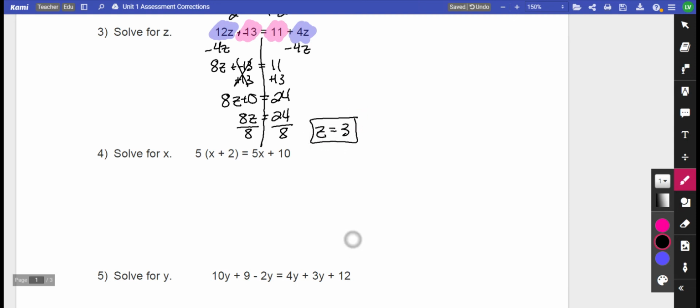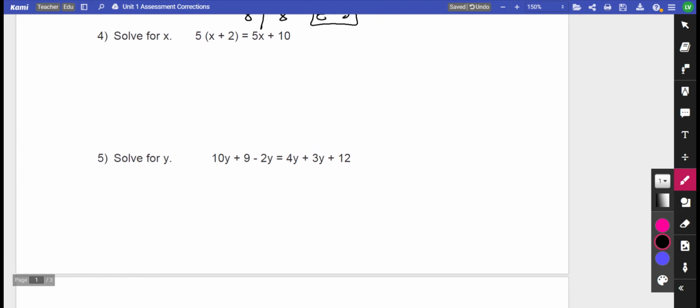Number 4, solving for x. 5 times quantity x plus 2 equals 5x plus 10. There's no subtraction, so I don't need to change it to addition. And I cannot combine anything on the left side or the right side until I distribute that 5 on the left. So I'm going to extend my equal sign, and then I'm going to distribute this 5 to my x and 5 to 2. That leaves me with 5 times x plus 5 times 2.